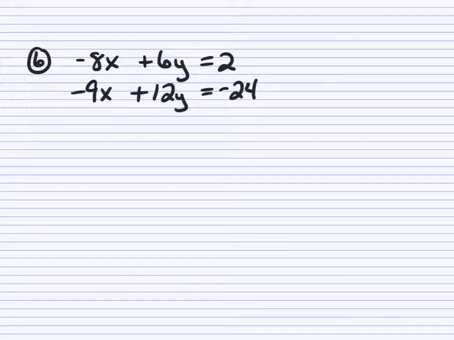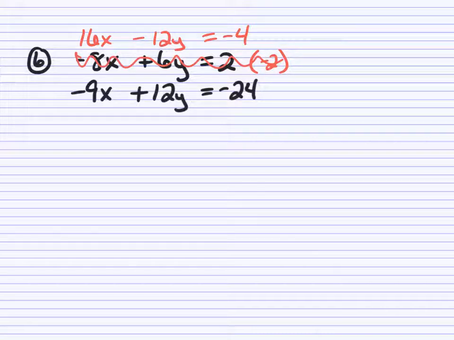I look at 6y and 12y. I would say, what's the opposite of 12y? Negative 12y. Can I get the top one to negative 12y? Yes. What do we have to multiply the top one by to get negative 12y? Negative 2. So I'm going to multiply the top one by negative 2. And that's going to give me 16x minus 12y equals negative 4. And as soon as I multiply it, I scribble it out so I don't have to look at it anymore.